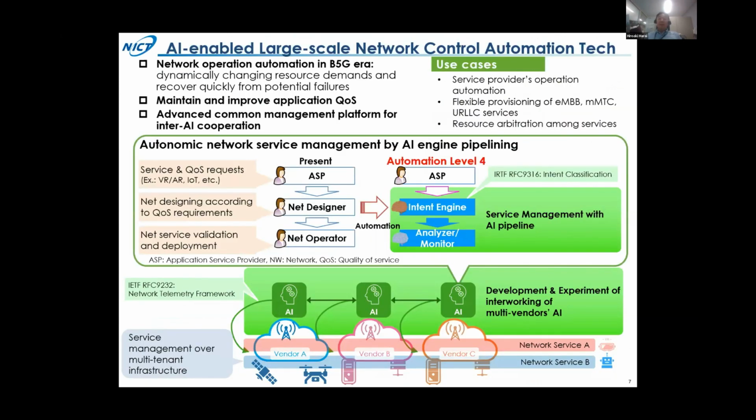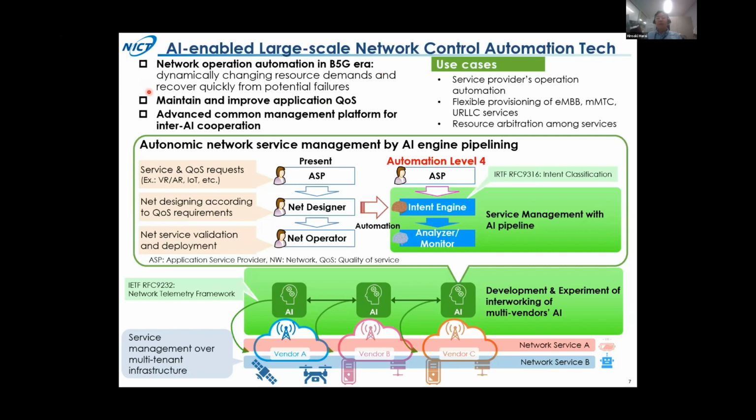I'll talk about AI-enabled large scale network control automation technology for service providers' operation. In the beyond 5G era, network operation should be automated, because we need complete automation to offer diverse services, fulfill their dynamically changing resource demands, and recover quickly from potential failure. We should maintain and improve application QoS.